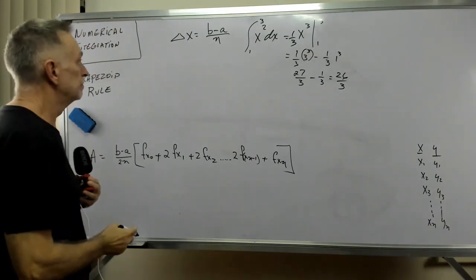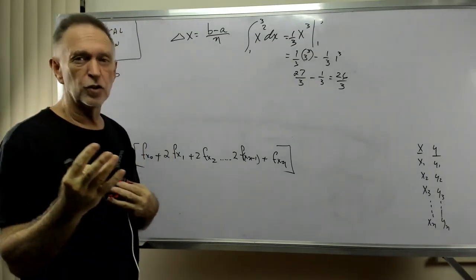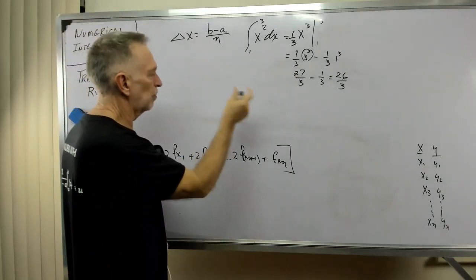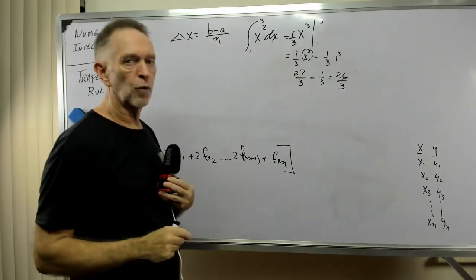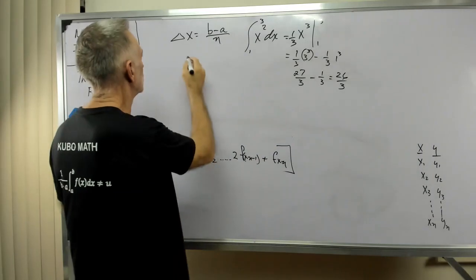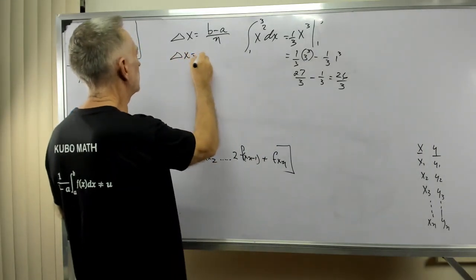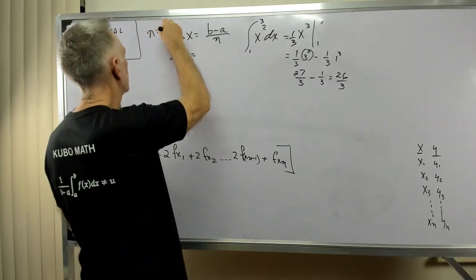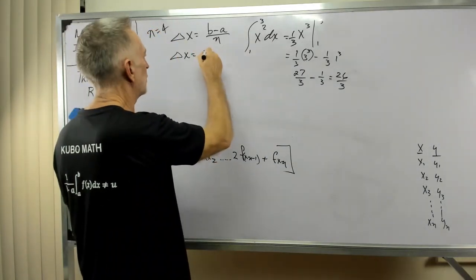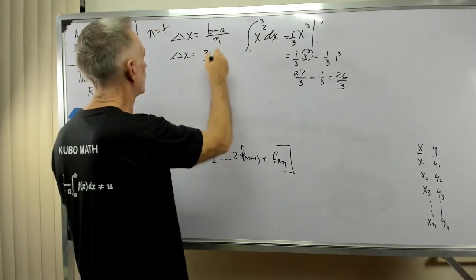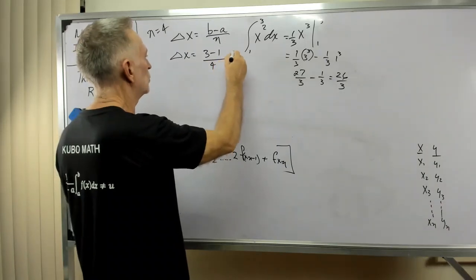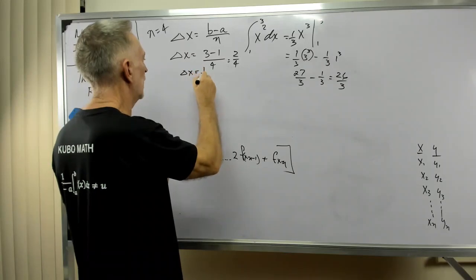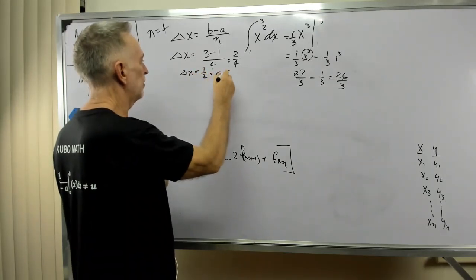All right. Let's assume for a moment n equals 4. I'm just going to break this function into 4 parts. So my delta x would be b minus a over n, so 3 minus 1 over 4. So 2 over 4, or delta x equals 1/2, or 0.5.